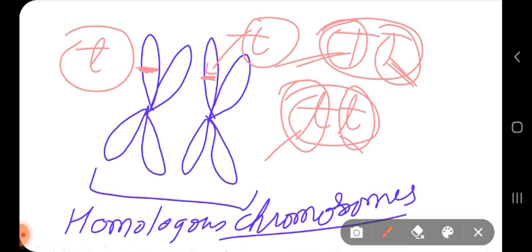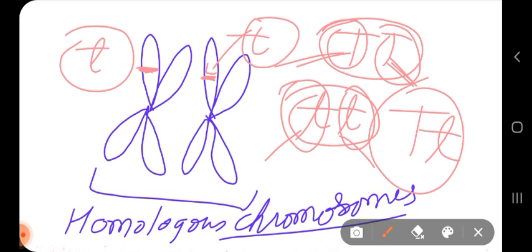There is another term called heterozygous. In heterozygous, an organism having two dissimilar alleles or contrasting alleles of a gene pair is called heterozygous. That simply means in one chromosome there is a dominant allele, and its homologous chromosome has a recessive allele for that particular character. That is said to be heterozygous.